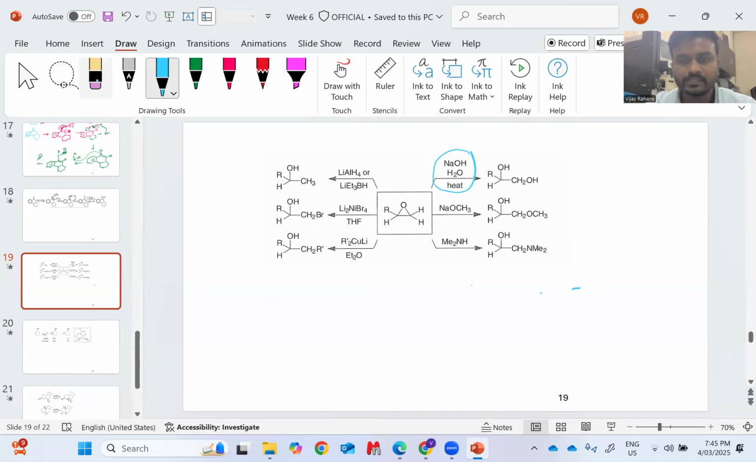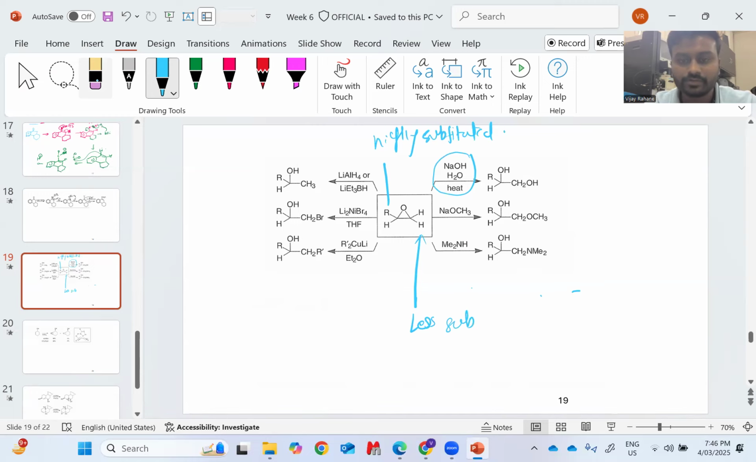If we have NaOH, water and heat, then this epoxide gives the 1,2-diol, right? The attack of NaOH takes place on the side which is less substituted. So this is the less substituted site, and this is the highly substituted site. So with NaOH and water, upon heating, the epoxide opens from the side which is less substituted.